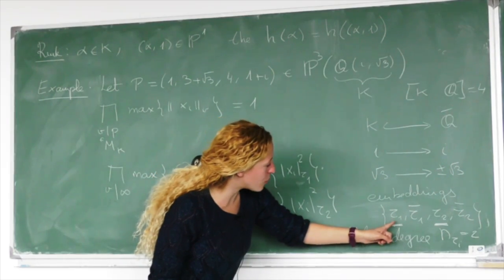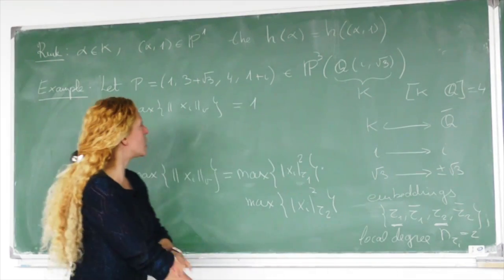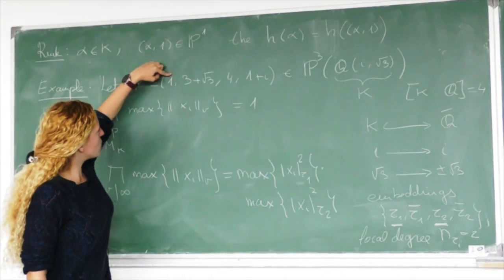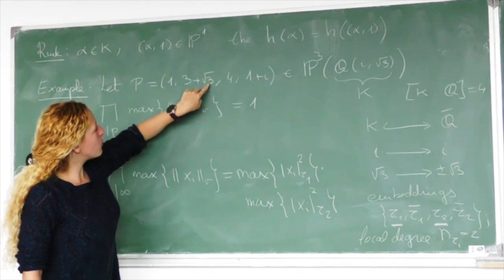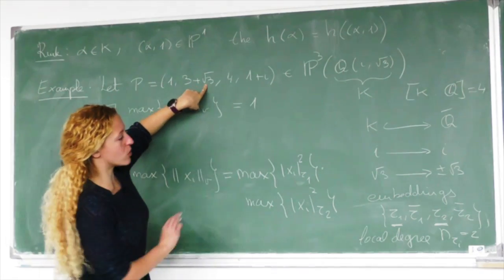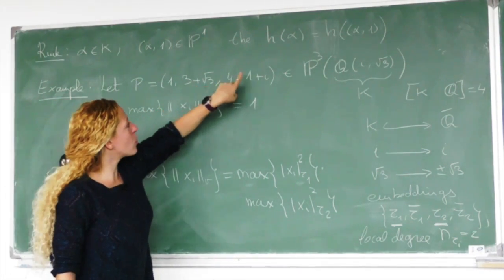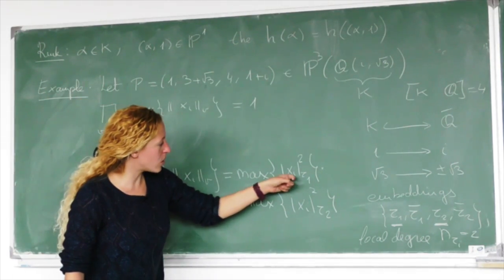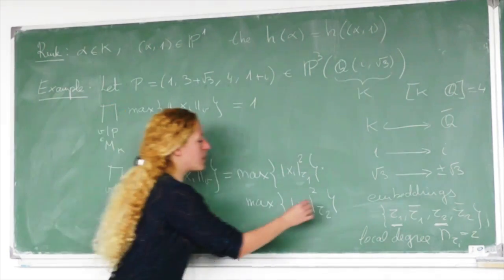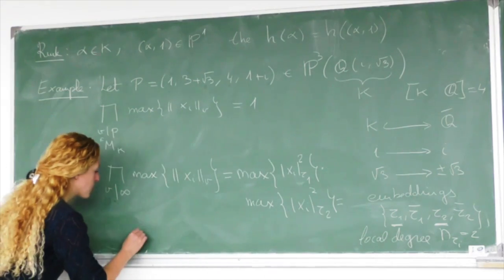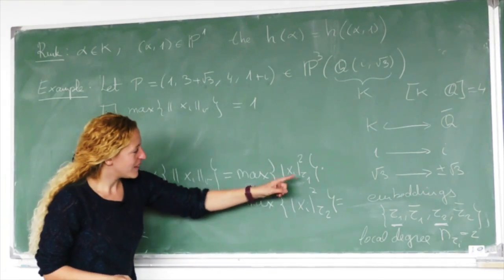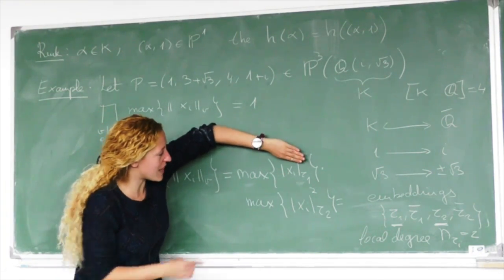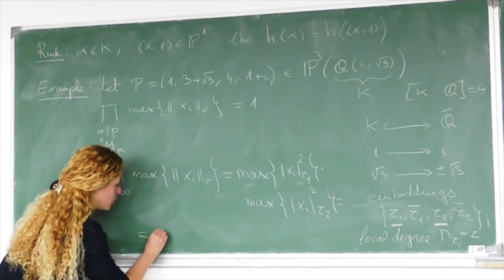So let's look first at tau 1. Okay, so tau 1, the embedding sends these to 1, these to 3 plus the square root of 3, because it goes with the same sign, 4 and 1 plus i. So I just have to look at this, but what is this? Maybe I can rewrite this again. So this, without the 2, is actually, I'm going to write it.